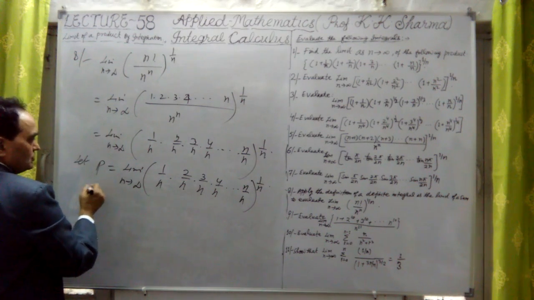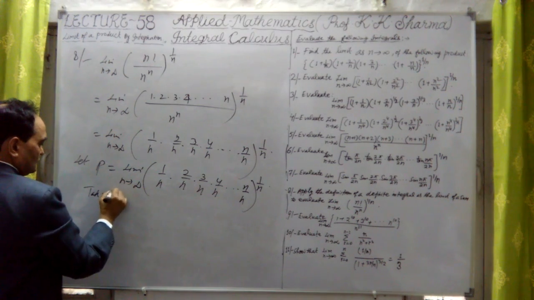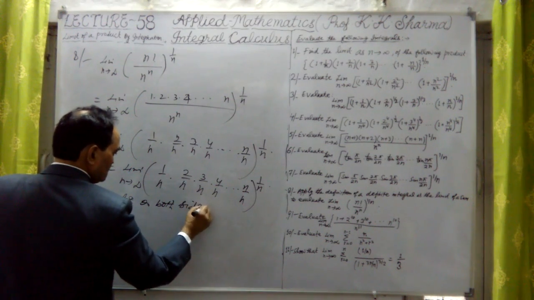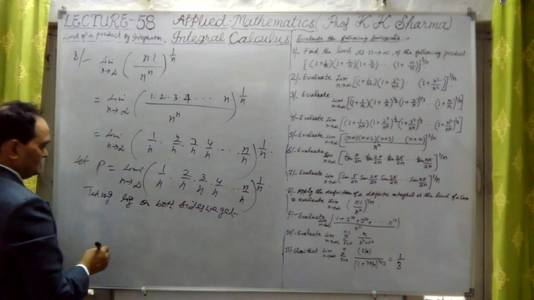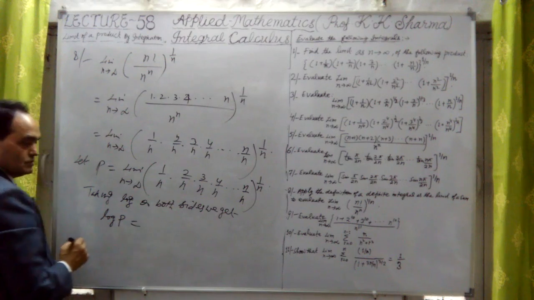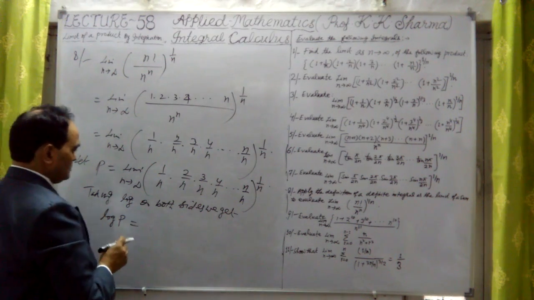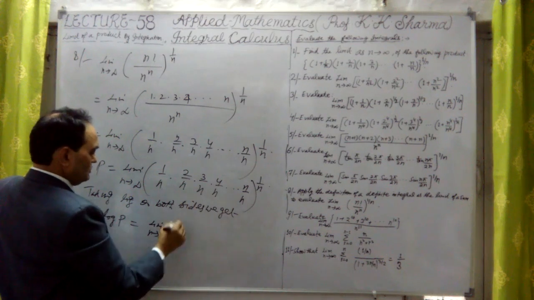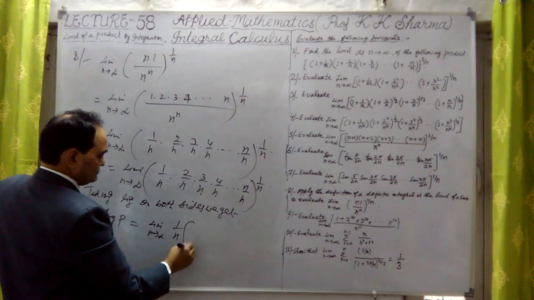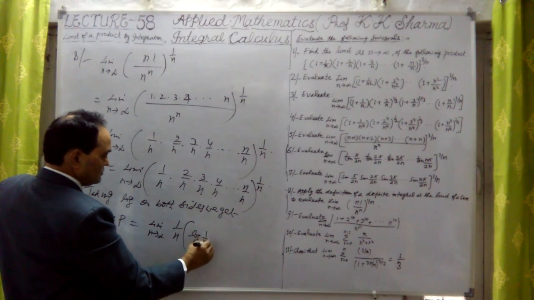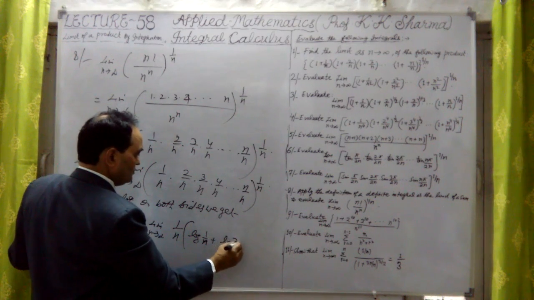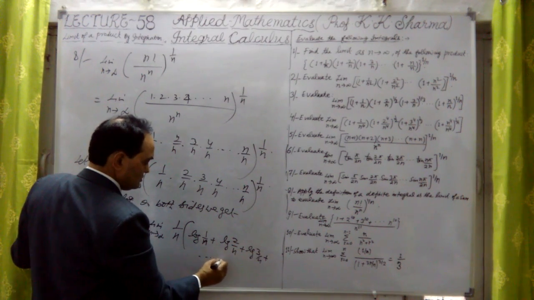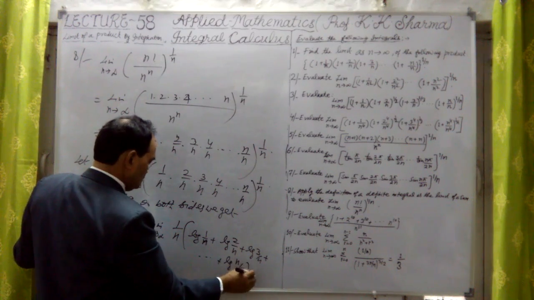Therefore, taking log on both sides, we get log P is equal to the limit as n tends to infinity of 1 upon n, which will come before, times the sum of log of 1 upon n plus log of 2 upon n plus log of 3 upon n plus and so on, up to log of n upon n. This is what we have obtained.